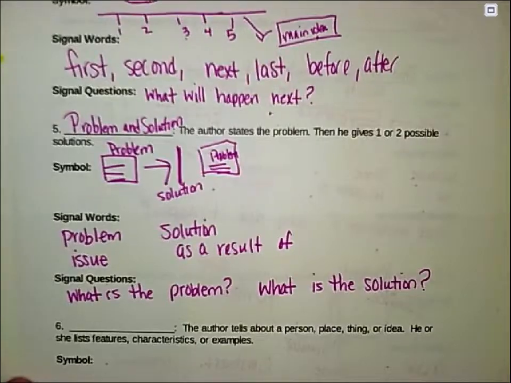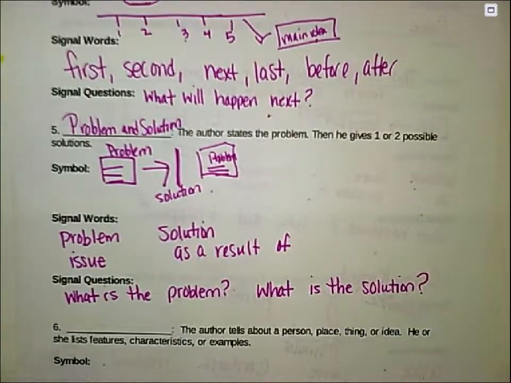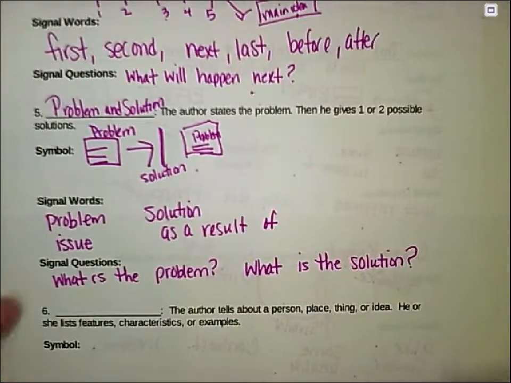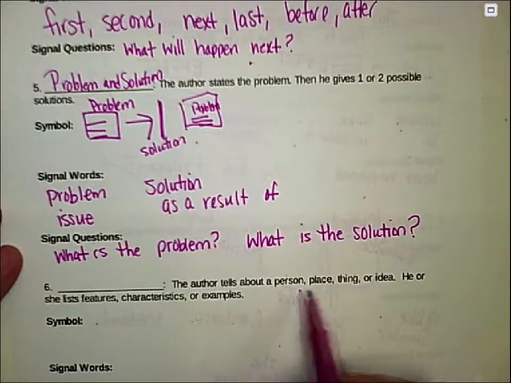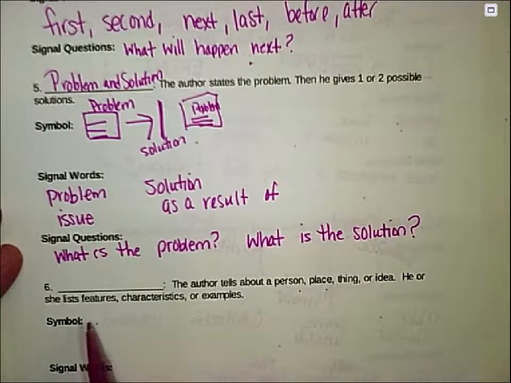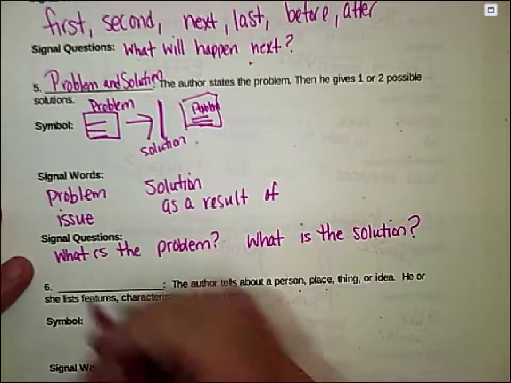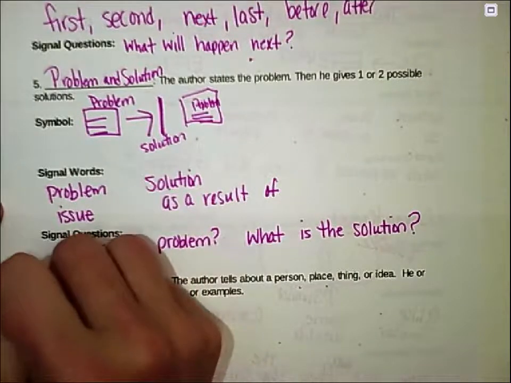Okay, so I'll recap at the end. So remember, if at any time you need to stop and rewind, go ahead and do so. All right, so number 6, our last one. It says the author tells us about a person, place, thing, or idea. He or she lists features, characteristics, or examples. We're going to call this description.